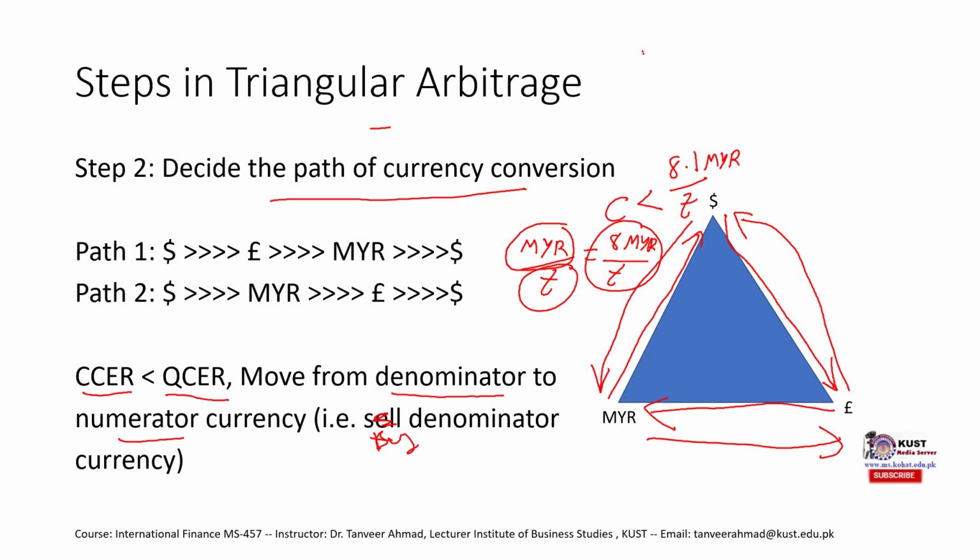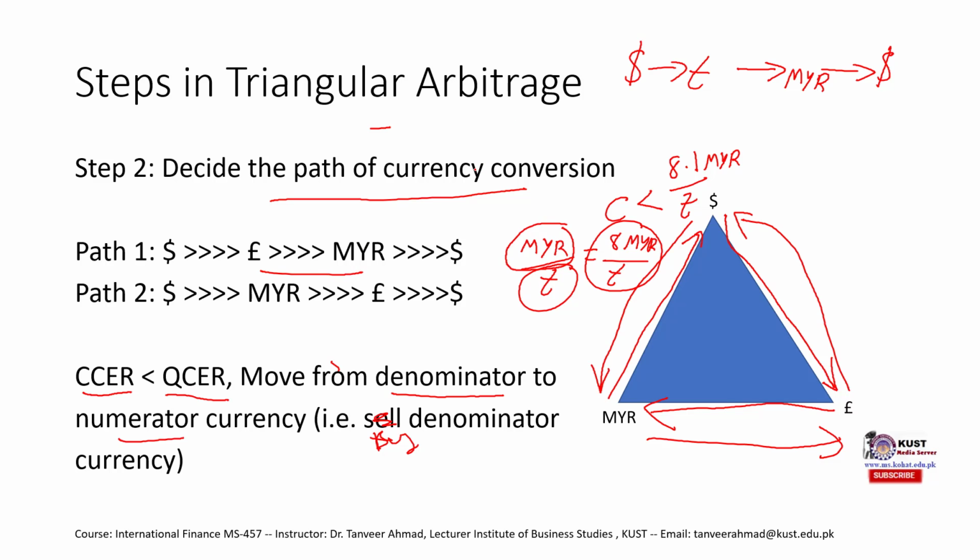So we obviously know we start with dollars, we convert it into some currency, then that currency into some other currency, and then we convert that currency into dollars. What we do not know is what we need to do here. So this formula makes it easy for us. It says calculated is less than quoted, so our conversion path would be denominator to numerator. So what is the denominator currency? It's pound. And what is the numerator currency? It's MYR. So this becomes our path. And remember, it resembles the first path.